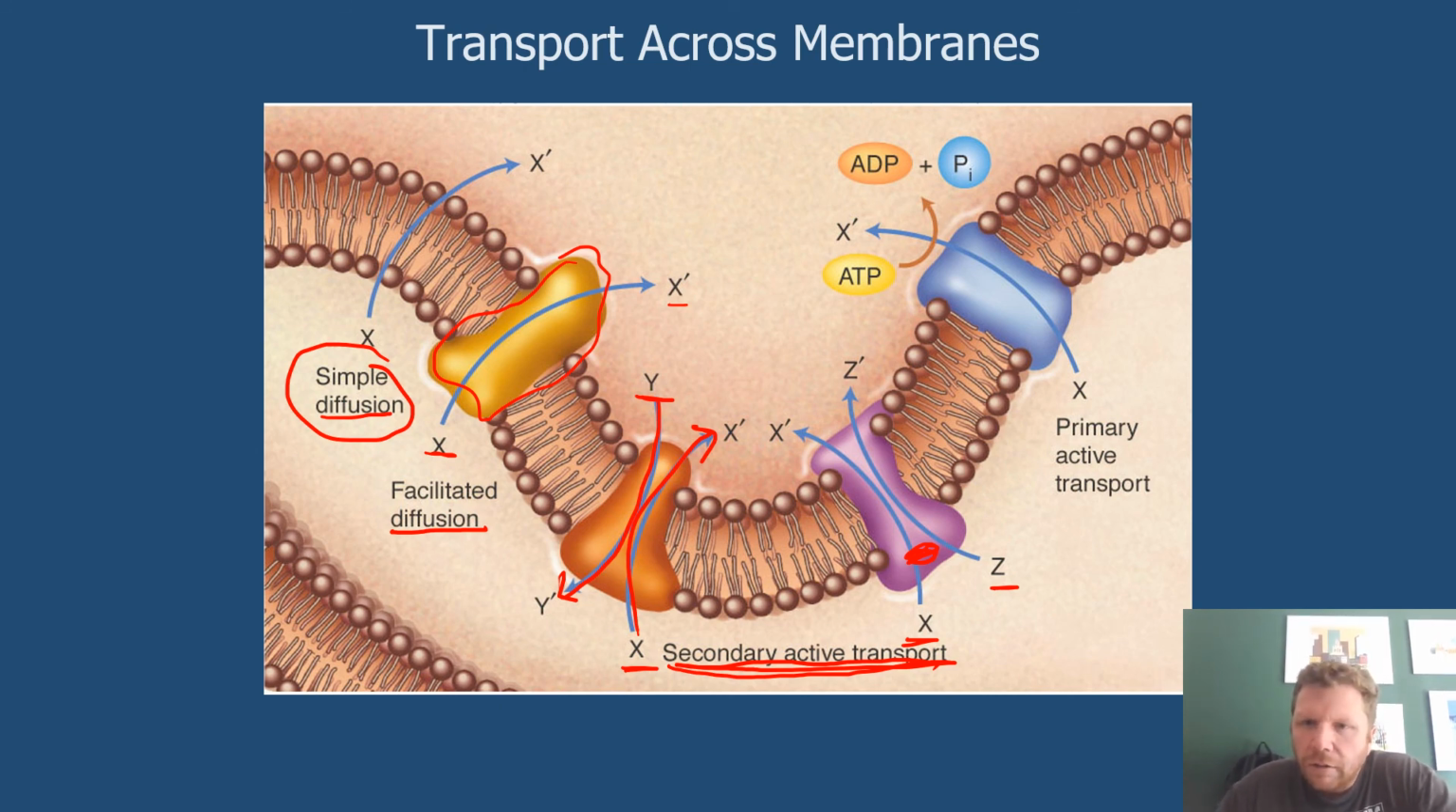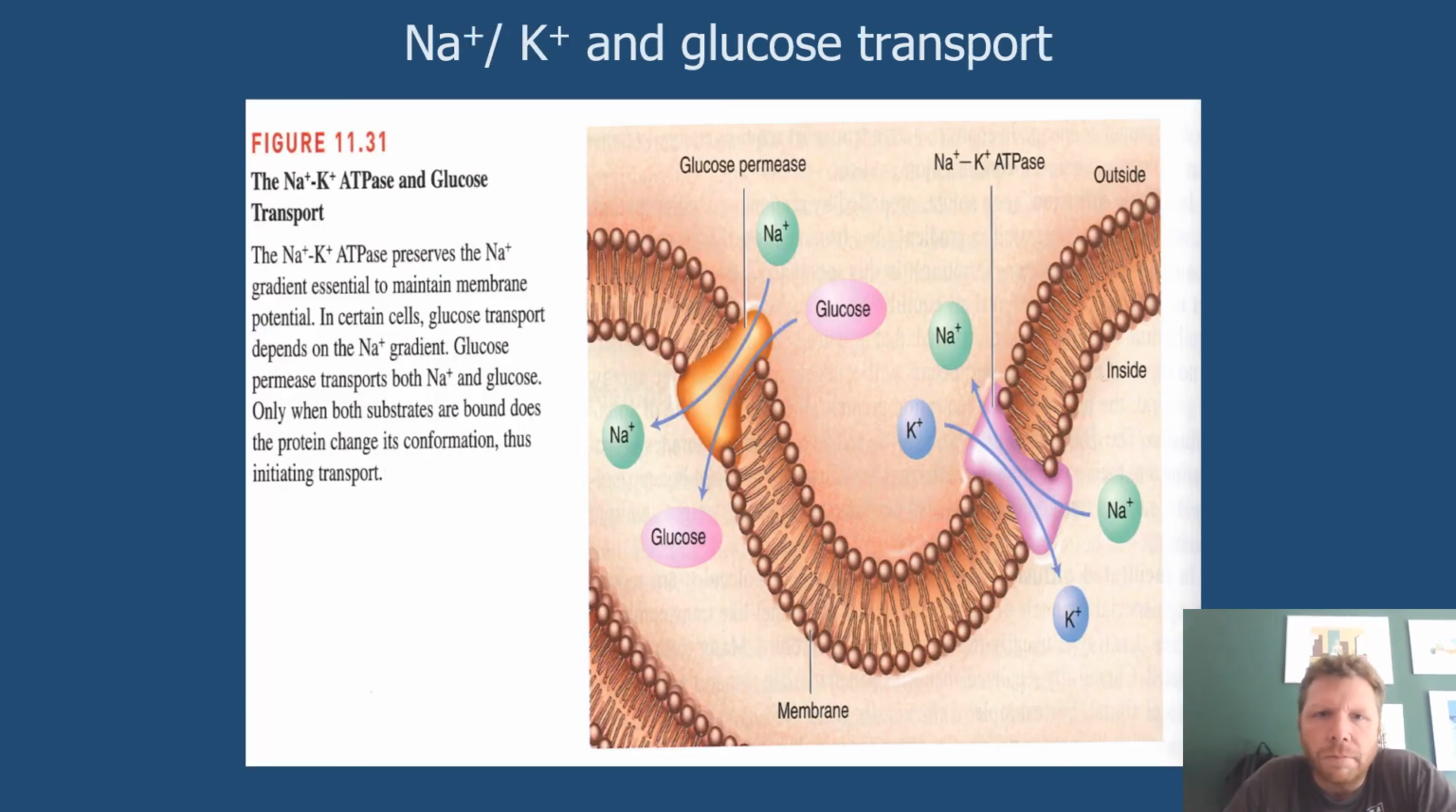The last protein that I'd like to mention is this primary active transport. So this is movement of one metabolite from one side of the membrane to the next side of the membrane. And it is driven by the hydrolysis of ATP, making ADP and inorganic phosphate. So it's that hydrolysis that helps move molecule X from one side of the membrane to the next. Now, good examples of these are enzymes associated with glucose and with sodium.